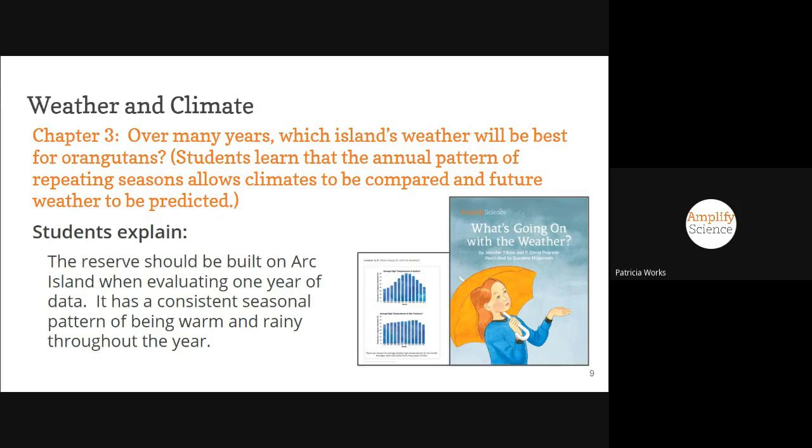At the end of Chapter 3, students are able to explain that when looking at a year's worth of data, the reserve should be built on Ark Island because 1 year of data reveals that Ark Island has a consistent seasonal pattern. It is warm and rainy throughout the year, while Blue Island has a dry season and Creek Island has a cold season.